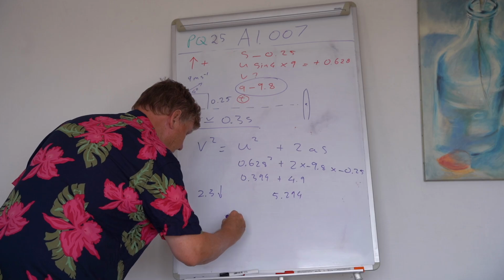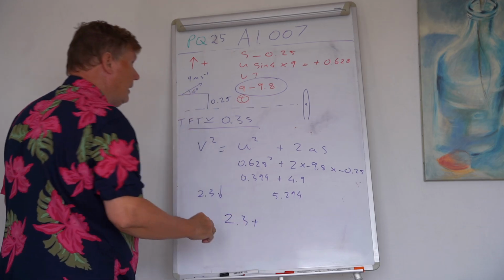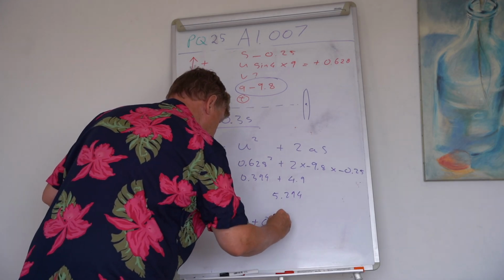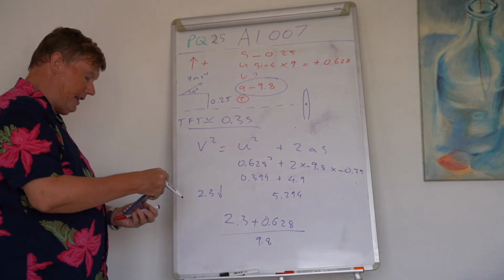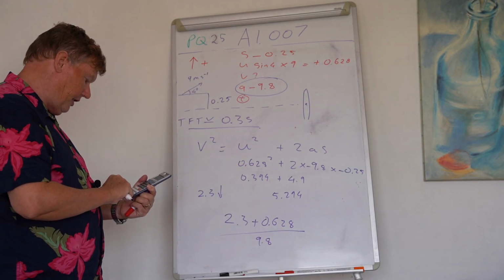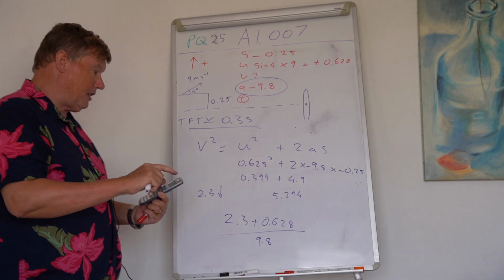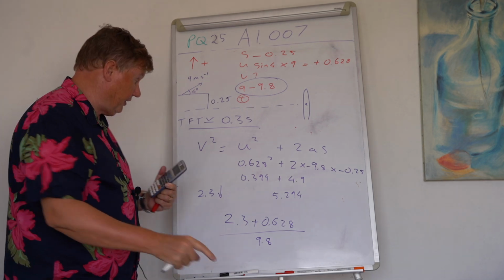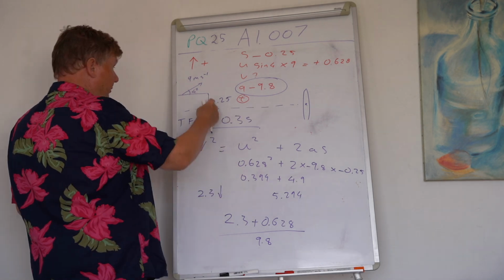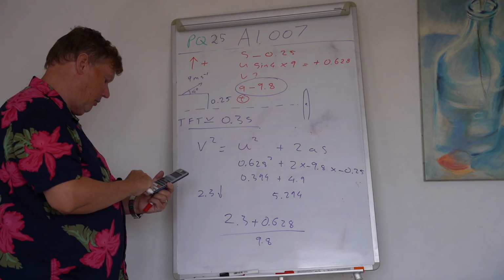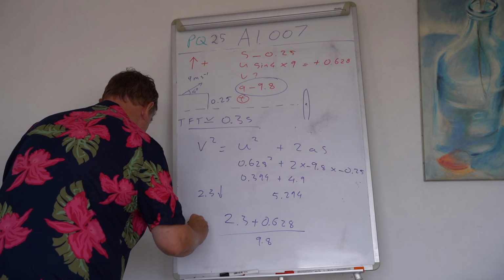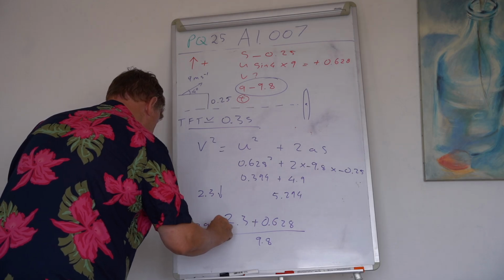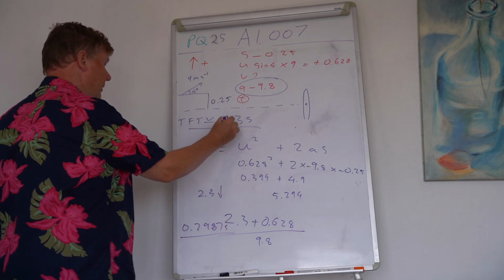Answer, you add them together, 2.3 plus 0.628, and then you divide by 9.8. Let's try that. 2.3 plus 0.628, because that's the difference in the velocities, because that's going down and that was going up, and then divide by 9.8, and that gives me an answer of 0.2987 seconds, which is this number here, 0.3 seconds.